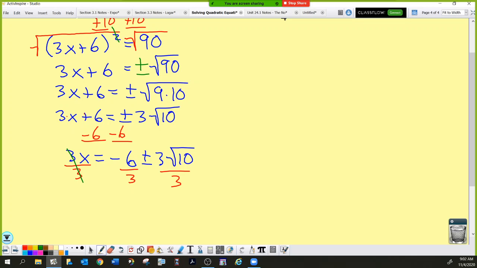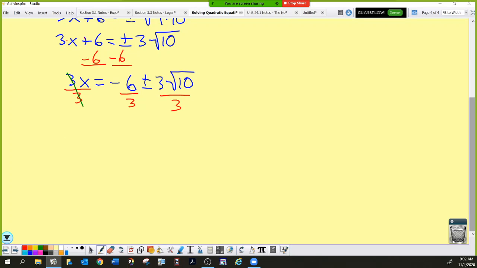On the left, x is lonely now. See, x equals. Now, negative 6 divided by 3 is negative 2. But check this out. 3 divided by 3 is 1, so those are just gone. And I'm left with root 10.